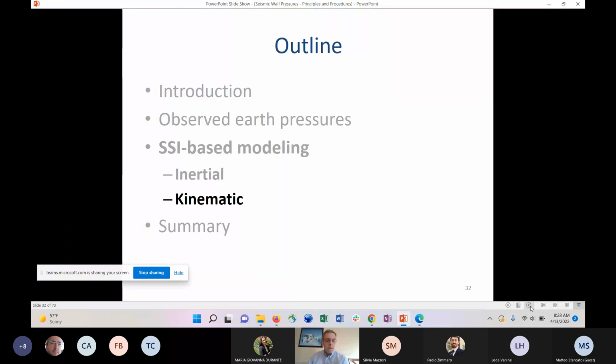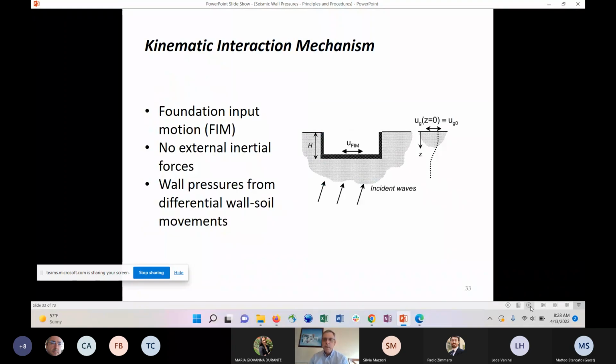So we'll spend the rest of our time on the kinematic problem. And for the kinematic problem, I need to introduce a term here, which is the foundation input motion, or FIM. That's a kind of a standard notation that we use for ground motions on foundations due to kinematic processes. So let me explain here. We have a free field ground motion, which I'll call UG. The free field motion varies with depth. So here I'm specifying UG at depth 0, so the ground surface. We'll call that UG0. So there's no soil structure interaction here. This is the free field.